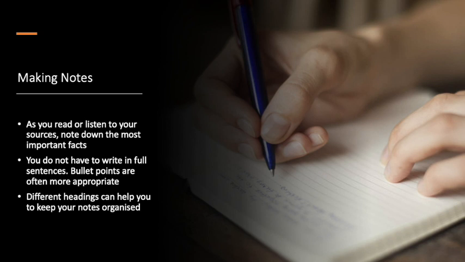So when you come to make your notes, as you read or listen to the sources, you're going to want to note down what you think the important facts are. It might be a good idea to have a bit of paper with the different headings written on them already and then space to write down your notes. You don't have to write in full sentences at this point in time. Bullet points are probably going to be more appropriate. When you come to actually write your report, then you will turn your notes into full sentences and paragraphs, and different headings will help you keep your notes organised. You can also use spider diagrams or other methods of recording your notes if you like.